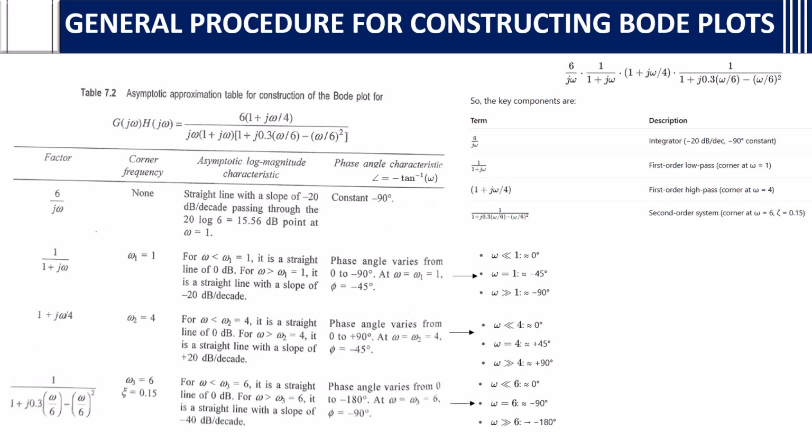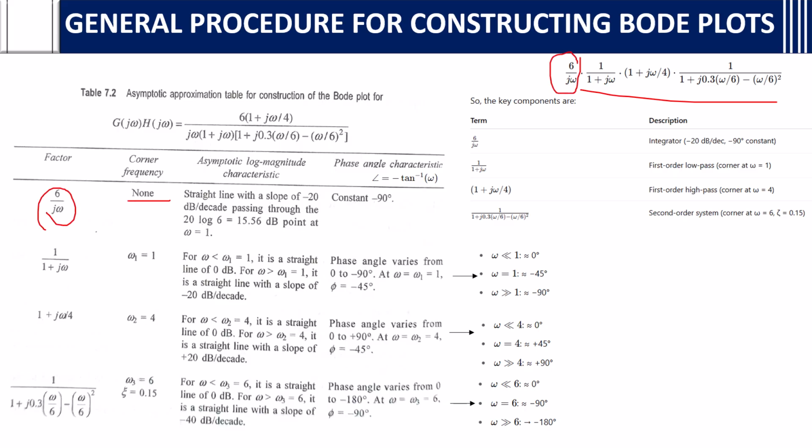Once we have written the equation with j omega, we can write the asymptotic approximation table for the construction of the Bode plot. First we will expand this equation in this way, that is 6 by j omega separately, as it is multiplication. Then you can write 1 by (1 plus j omega), and (1 plus j omega by 4), and one more, 1 by (1 plus j 0.3 omega by 6 minus (omega by 6) whole square). We can divide like this. If we do like this, first one you can write as one of the factor.